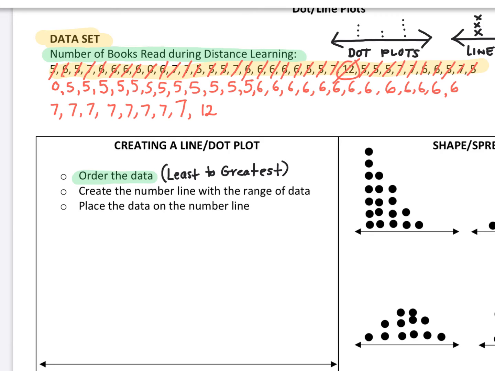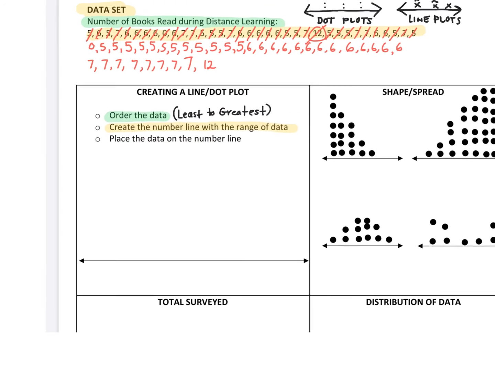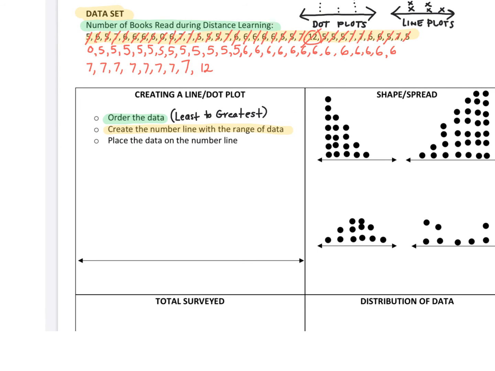So the next one says, create the number line with a range of data. Create the number line with a range of data. So I'm going to create my number line down here. My smallest number is 0 and my largest number is 12. Okay, my smallest number is 0 and my largest number is 12.